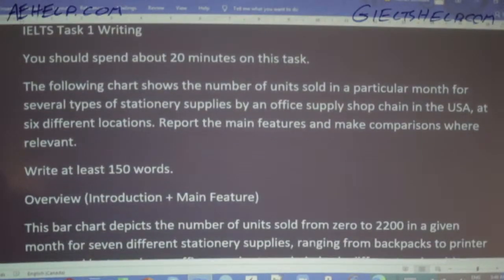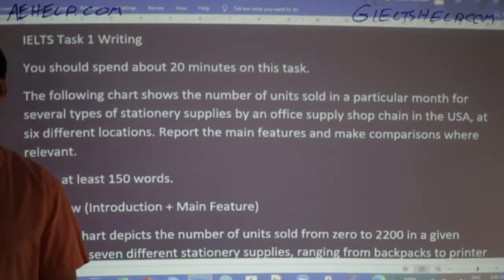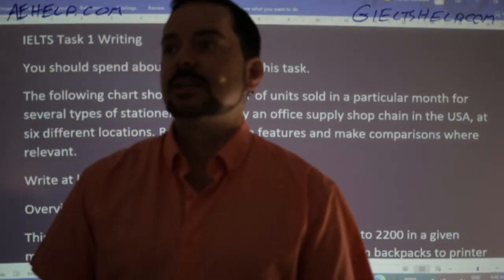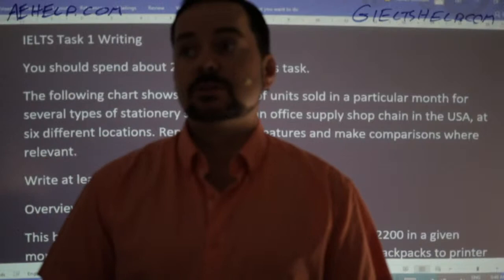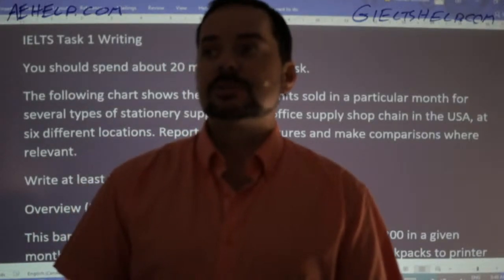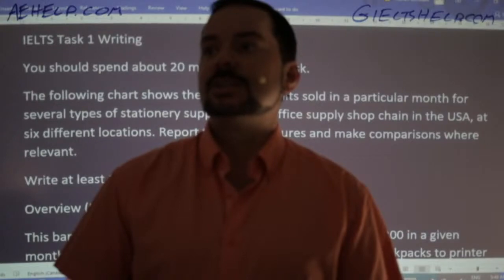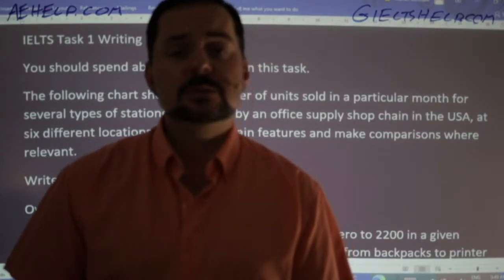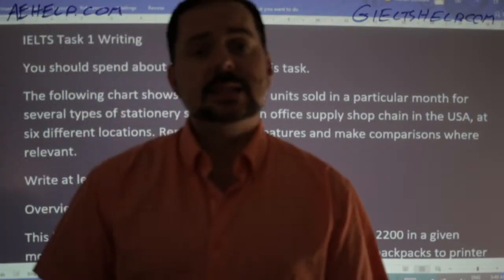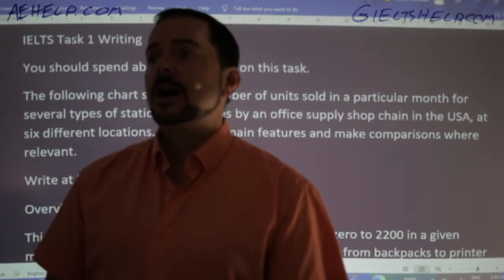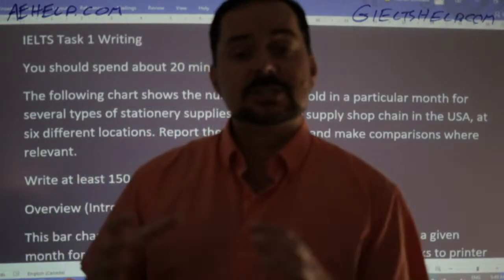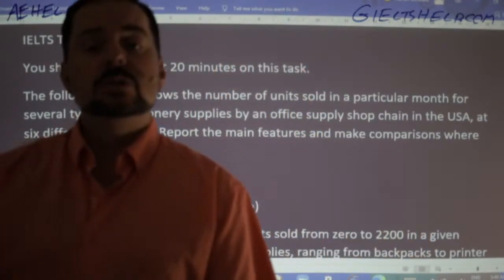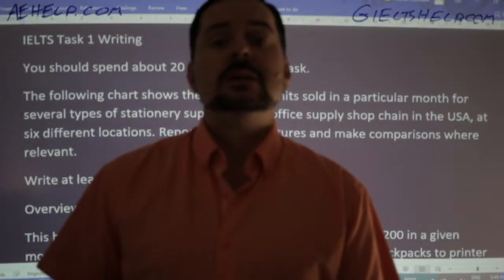Bar chart. Okay. So Ali says these bars depict the number of sales for 7 distinct stationary items in a given month from 0 to 2,200 units with intervals of 200 by the office supply stores in 6 different cities within the USA. Ali, that is some beautiful paraphrasing with nice detail, okay? That's exactly what the IELTS examiners want to see. Make sure your comma does not have a space before it, okay? So your comma should be right after 200 there. So you have a fairly clean introduction there, Ali.